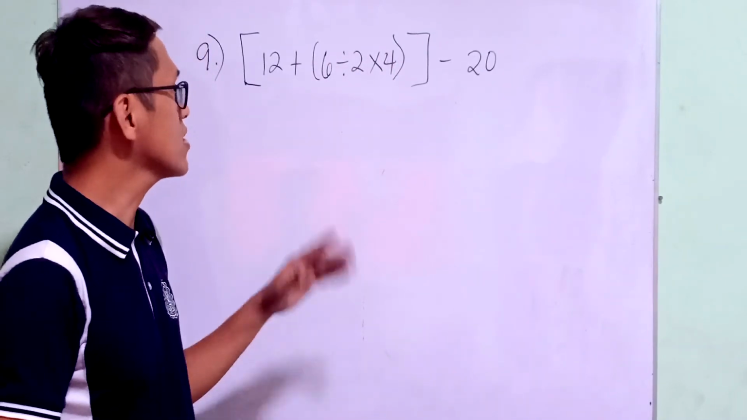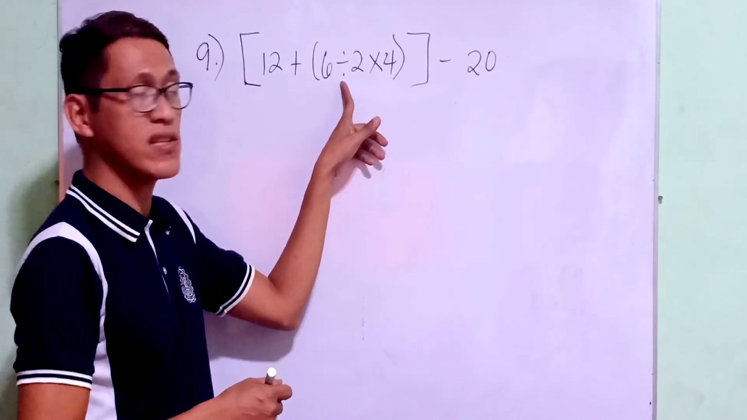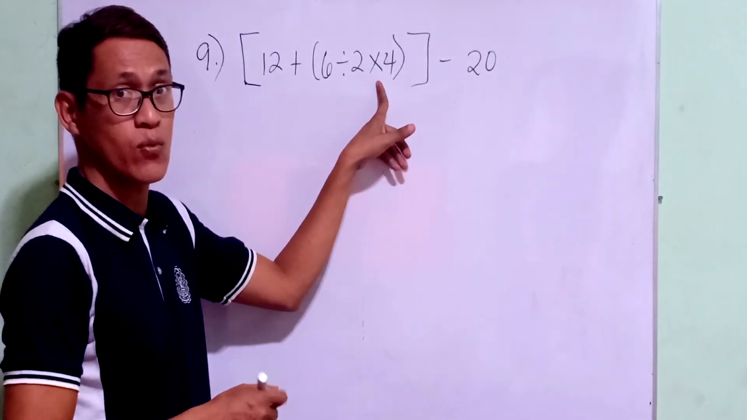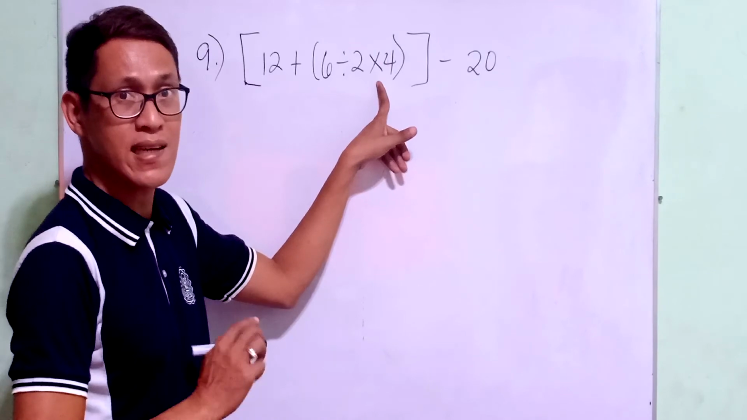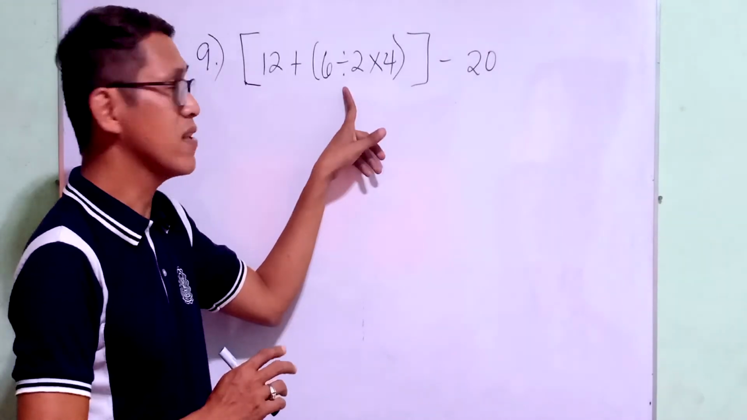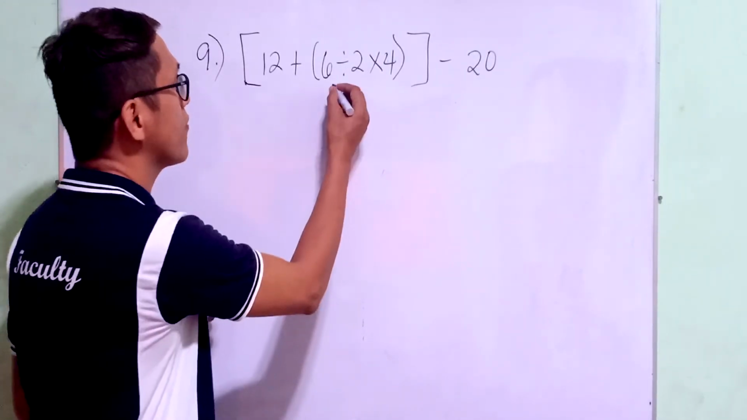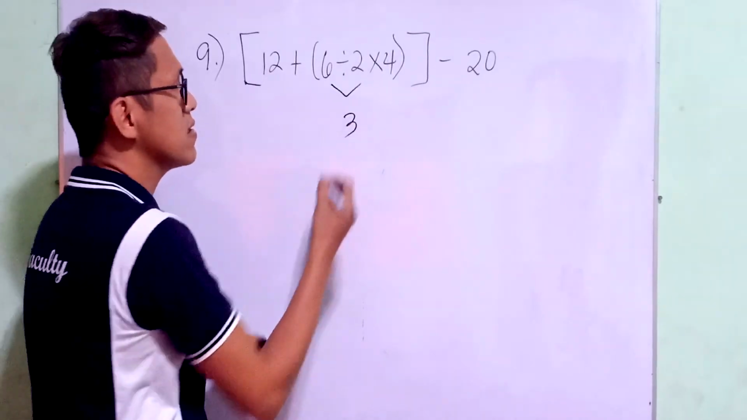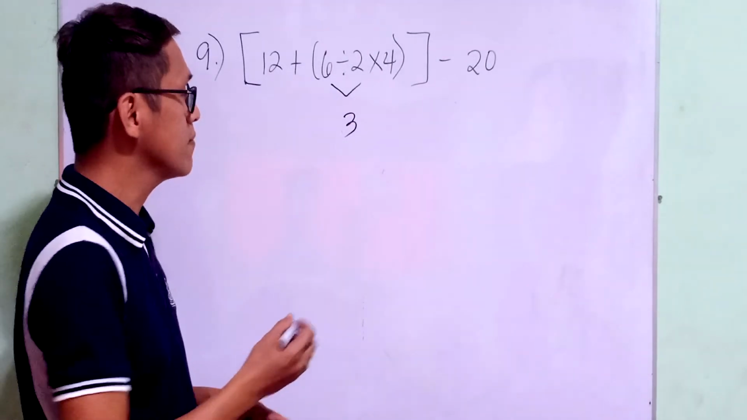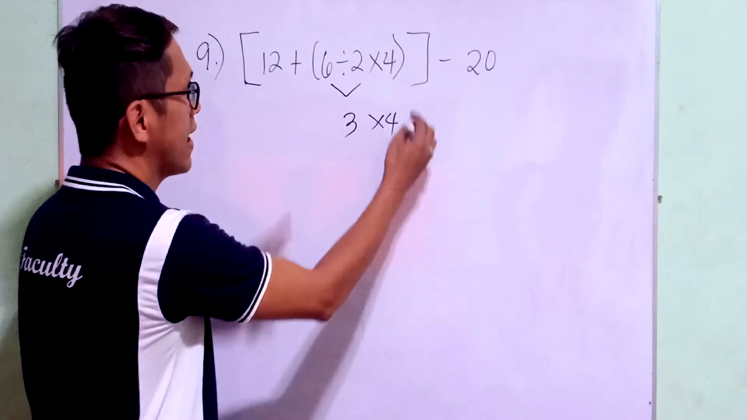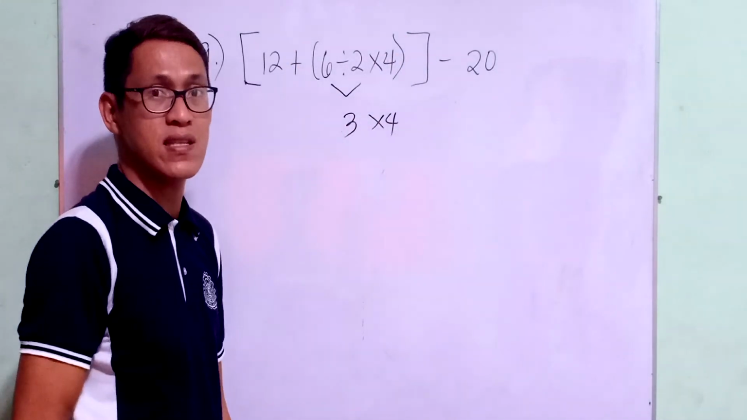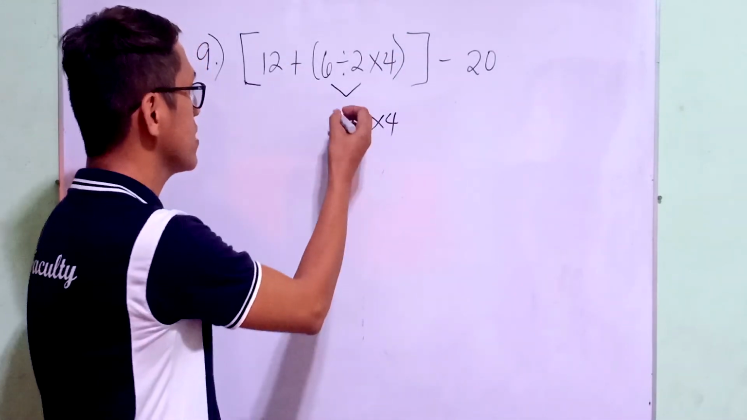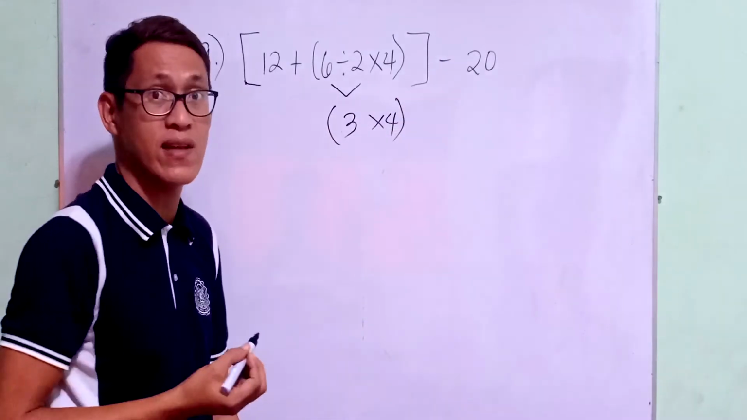Okay? So let's start. It's 6 divided by 2 times 4. Which one will you perform first? Again, if you work from left to right, division comes first. So you have to divide first. 6 divided by 2, that's 3, right? Then times 4. Again, perform everything first inside before you can remove the parenthesis. So here, you cannot remove the parenthesis yet.